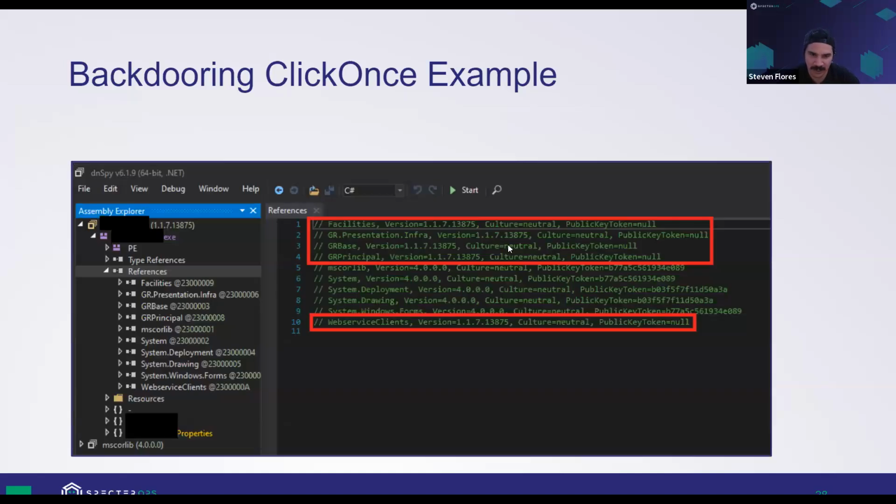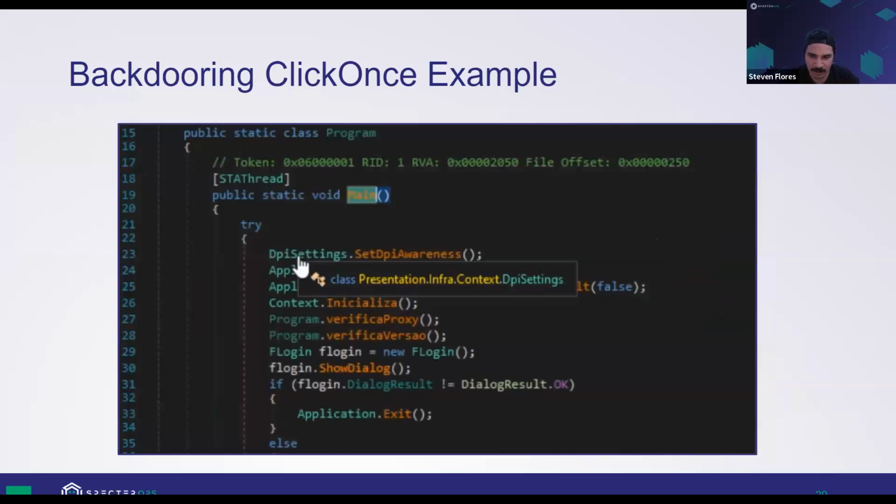We'll open up the application in dnSpy. We see that we have a bunch of DLLs here that are referenced that were downloaded as part of the deployment. So these are perfect for us. We'll step through the code, look at the entry point, and then go from there and find wherever we want in the code that loads a DLL or one of the dependencies, and then we'll go into that DLL.